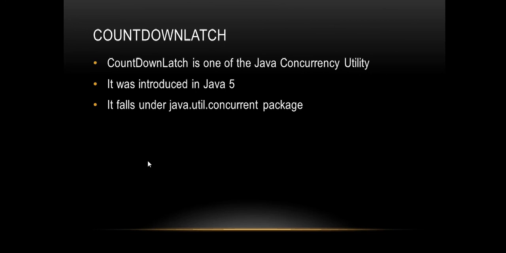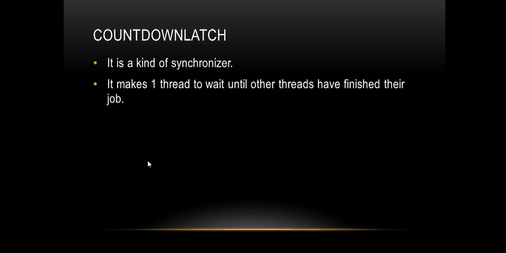So basically, CountDownLatch was introduced in Java 5 and it falls under the package java.util.concurrent. CountDownLatch is basically a kind of synchronizer, and with the help of CountDownLatch we can make one thread wait until the other threads have finished a specific number of jobs.